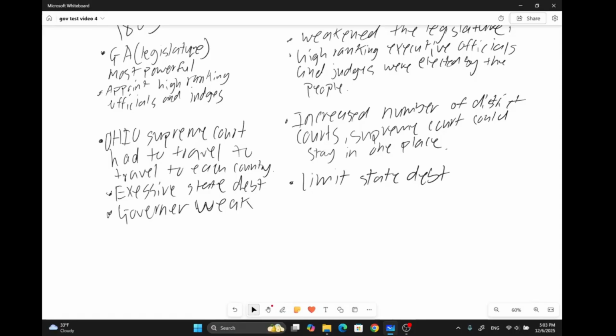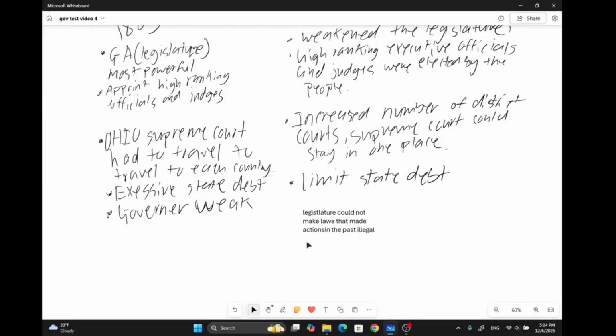Is there anything else? Oh, it also stated that the legislature could not make laws that made actions in the past illegal.